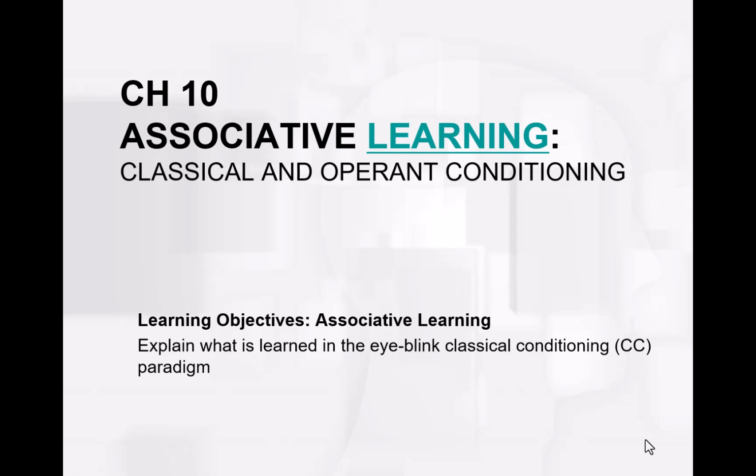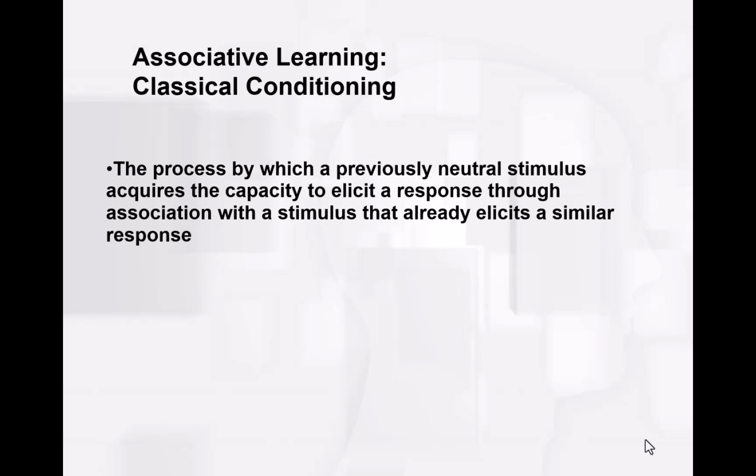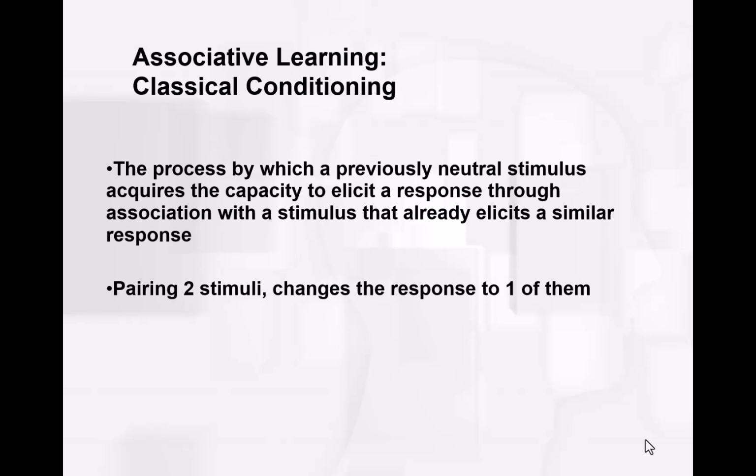In this short video, I'm going to briefly go over the classical conditioning paradigm using the video that was previously embedded on the module page. So the textbook definition of classical conditioning is that it is the process by which a previously neutral stimulus acquires a capacity to elicit a response through association with a stimulus that already elicits a similar response. Another way of saying that is you pair two stimuli and it changes the response to one of those.